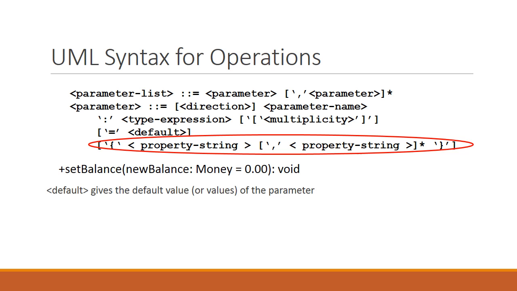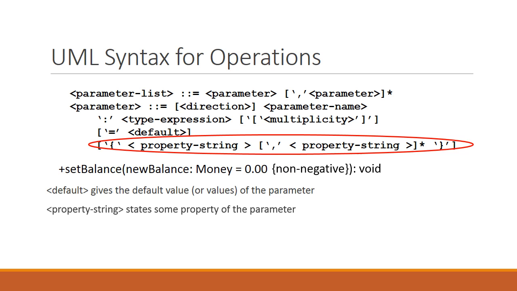Finally, let's talk about the property string. And this is similar to the property string that was defined for attributes and operations as a whole. So I can actually define a property string for each parameter. For example, in the set balance operation, the parameter of this operation cannot be negative because we are not allowed to have a negative balance.